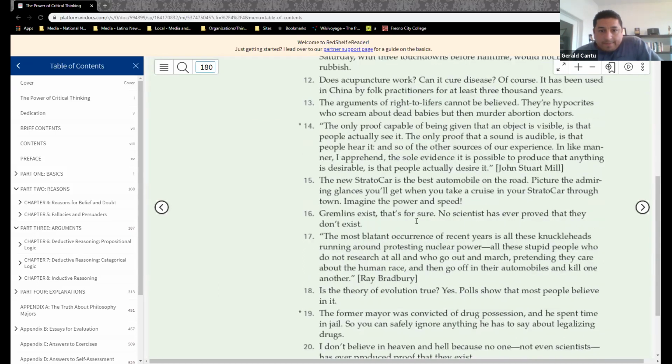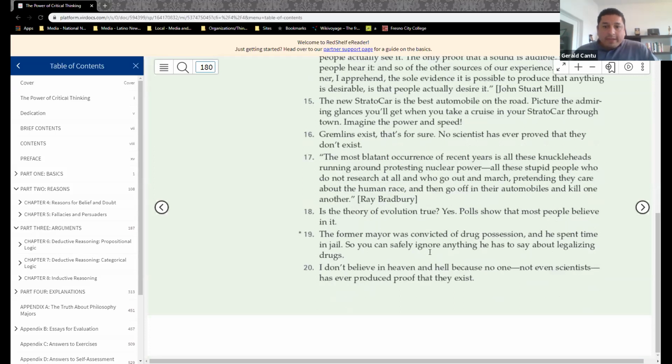Let's do number 19. The former mayor was convicted of drug possession and he spent time in jail. So you can safely ignore anything he has to say about legalizing drugs.